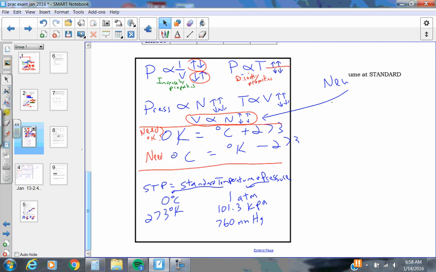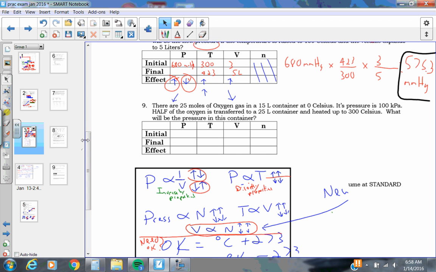Sliding it down a little bit. Same story. 25 moles. Okay, we get to use the last column. 25 moles of particles. That's the number of particles of oxygen gas in a 15-liter container at 0 degrees Celsius. Don't write 0 there. You have to have it in Kelvin. That's 273 degrees Kelvin. Its pressure is 100 kPa or kilopascals. Half of the oxygen is transferred to a different container.